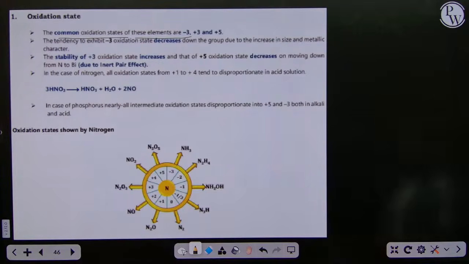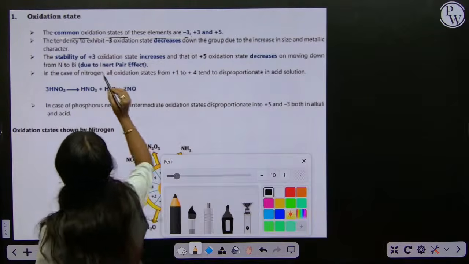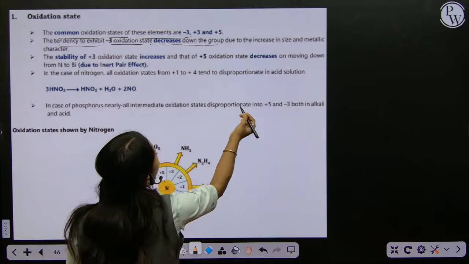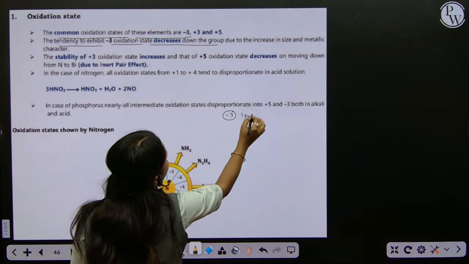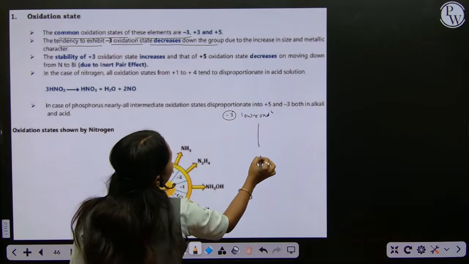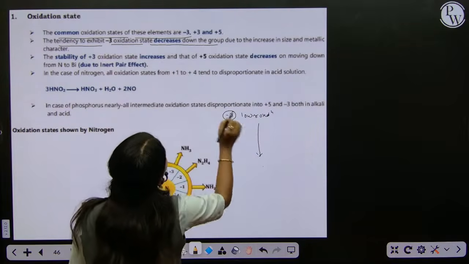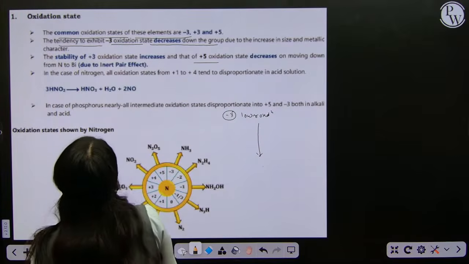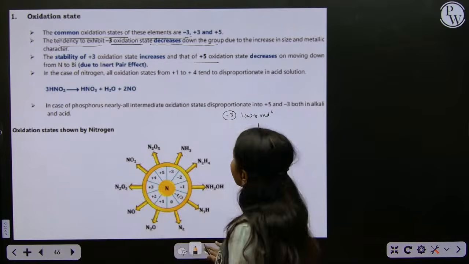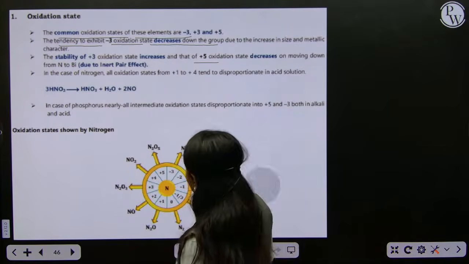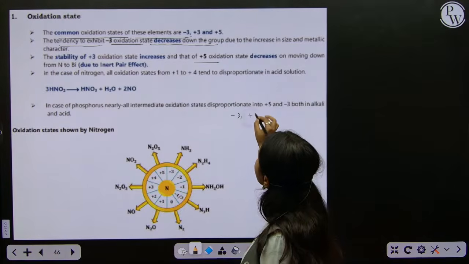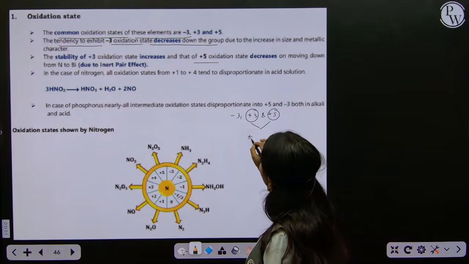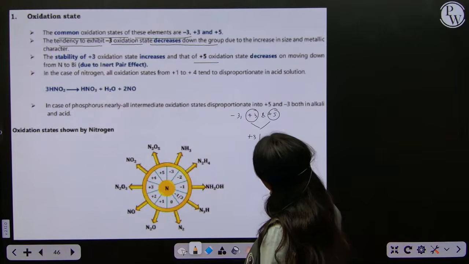Next, oxidation number. The tendency to exhibit the -3 oxidation state decreases down the group. So down the group, the stability of the lower oxidation number decreases. Now we have two oxidation numbers, +3 and +5. Between these two, the stability of the lower oxidation number +3 increases down the group.